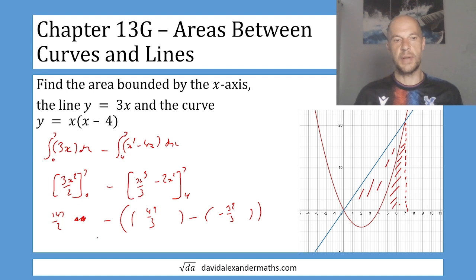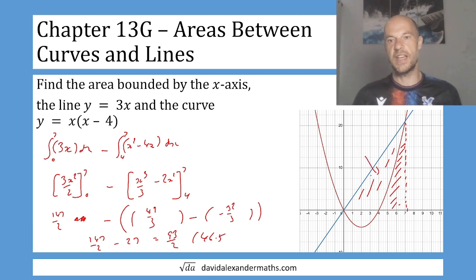So all of this comes to 27, so the area is 147 over 2, take away 27, and 147 over 2 minus 27 is 93 over 2, or 46.5 units. So this area here is 46.5 units.